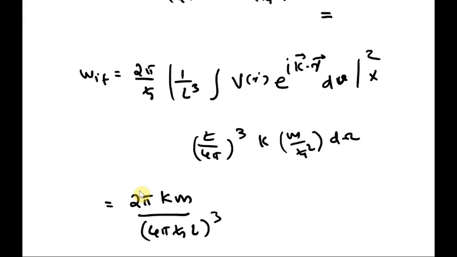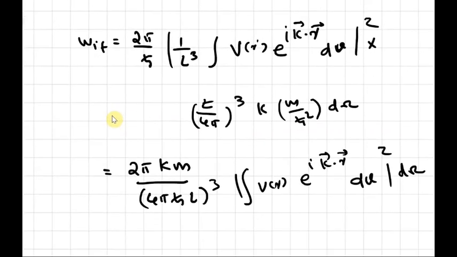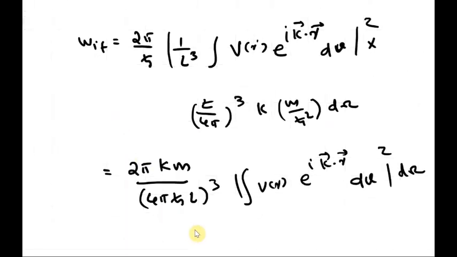And whatever remaining now is nothing but the integral of v of r e raised to i k r dv, square of it, into d omega. So this is your total transition rate, omega IF, total transition rate through a solid angle d omega.